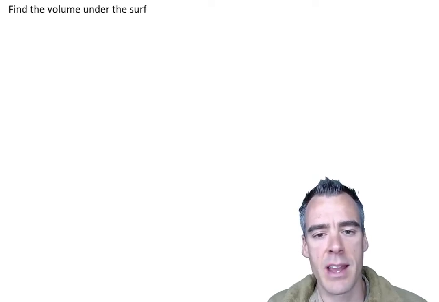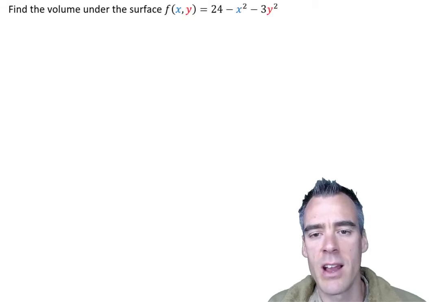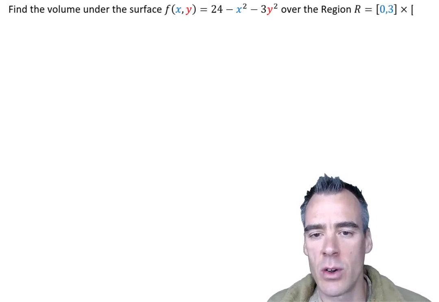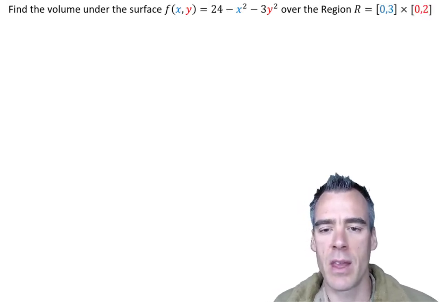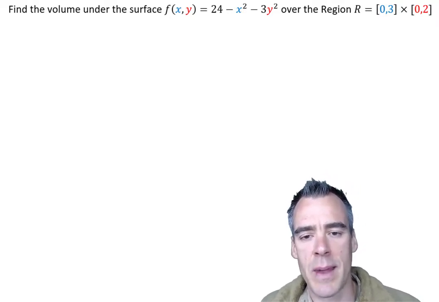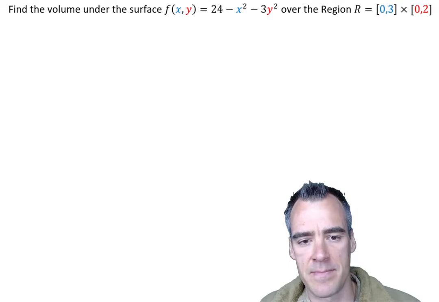Hello, welcome back, and we're going to go ahead and wrap up what we started here with trying to find the volume under this surface defined by f of x and y is equal to 24 minus x squared minus 3y squared on the region where x is between 0 and 3 and y is between 0 and 2. And this notation here is just another way to express those x and y limits.